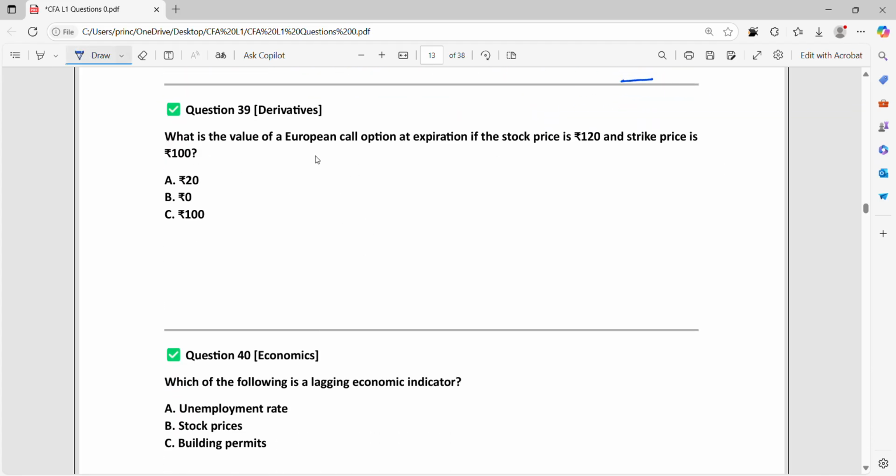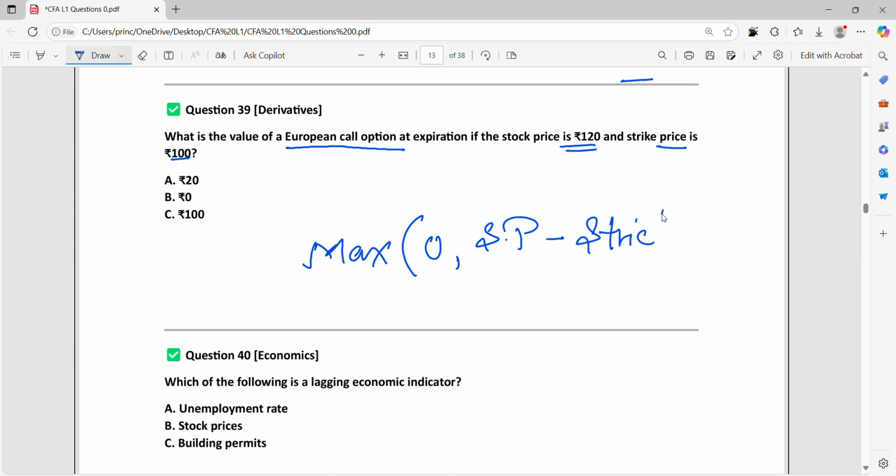What is the value of a European call option at expiry if the stock price is 120 and the strike price is 100? So we are going to have the maximum of 0 or stock price minus strike price. That is 120 minus 100, which is 20. So the maximum is 20.